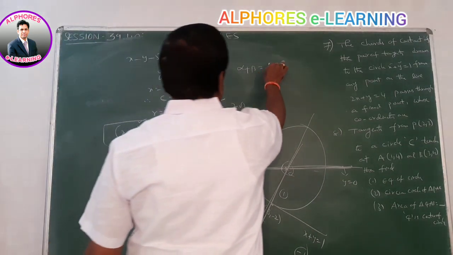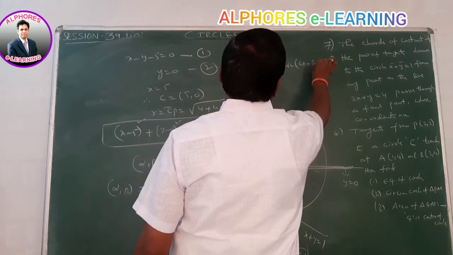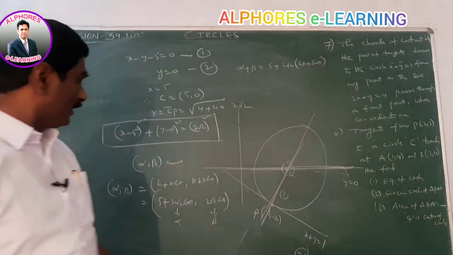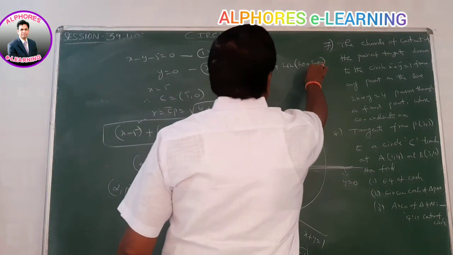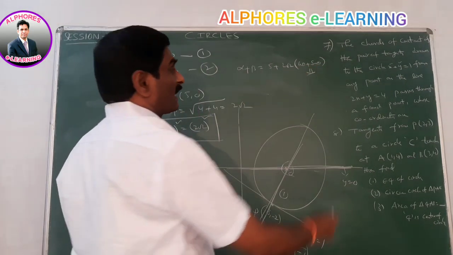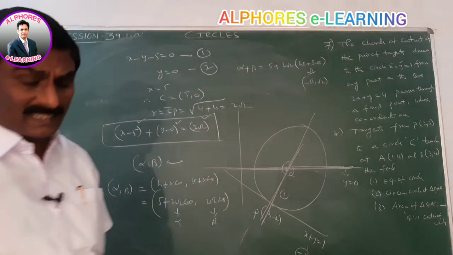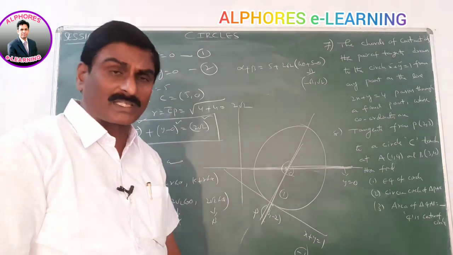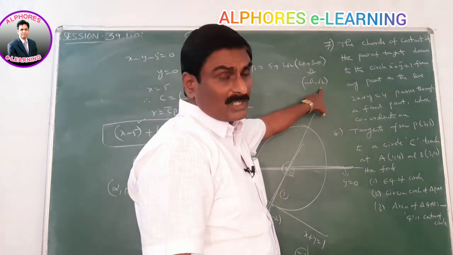That means 5 plus 2 root 2 is the common term, times cos theta plus sin theta. For getting the maximum value, find the range of cos theta plus sin theta. What is the range of cos theta plus sin theta? Minus root 2 to plus root 2. The range of a cos theta plus b sin theta is minus root of a square plus b square to plus root of a square plus b square. By using that formula, we find the range of this value.